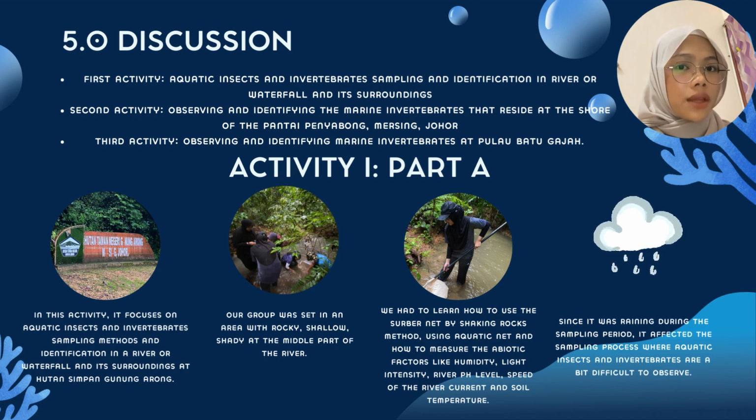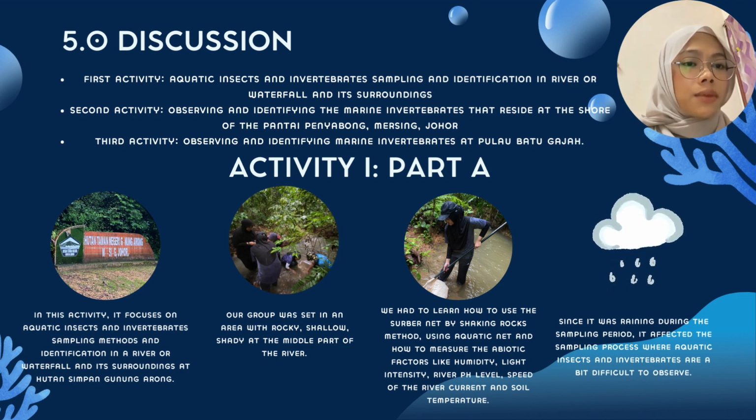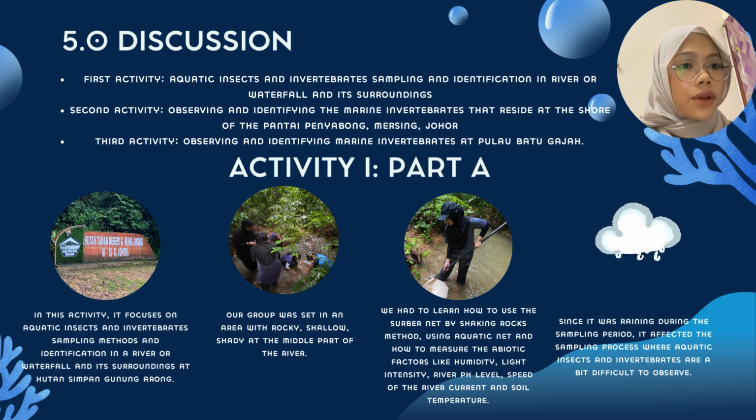For the first activity, part A, it focuses on aquatic insect and invertebrate sampling methods and identification in a river or waterfall and its surrounding at the Hutan Simpan Gunung Arang. Our group was set in an area with rocky, shallow, and shady at the middle part of the river. We had to learn how to use a net by the shaking rocks method using an aquatic net and how to measure the abiotic factors like humidity, light intensity, river pH level, speed of the river current, and the soil temperature.